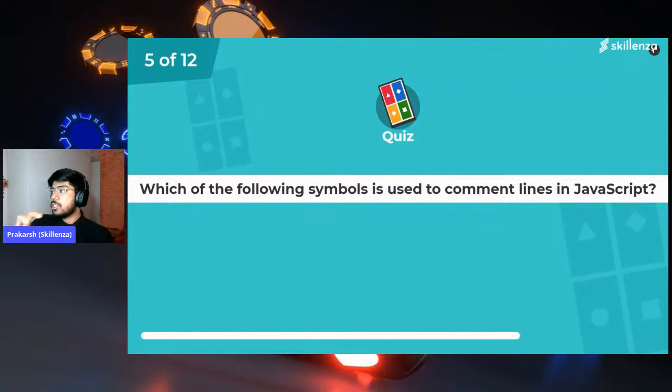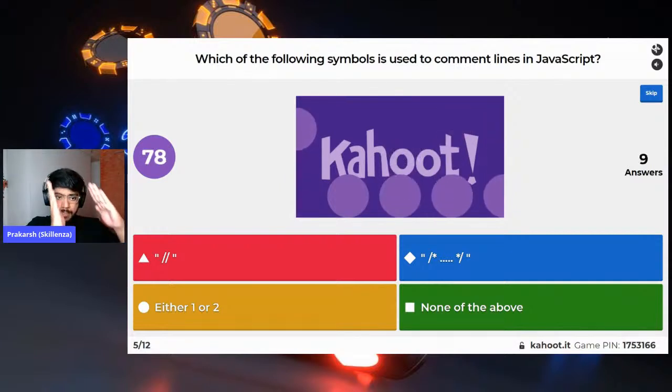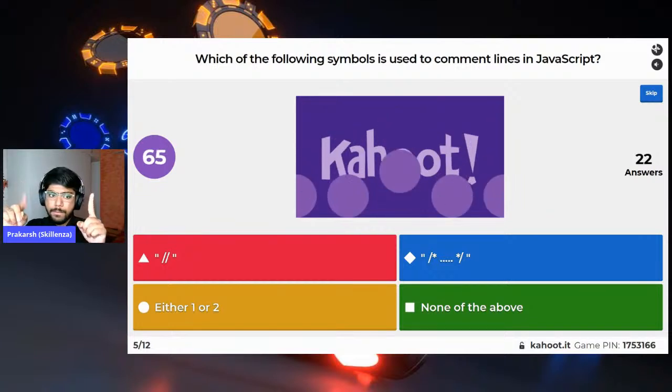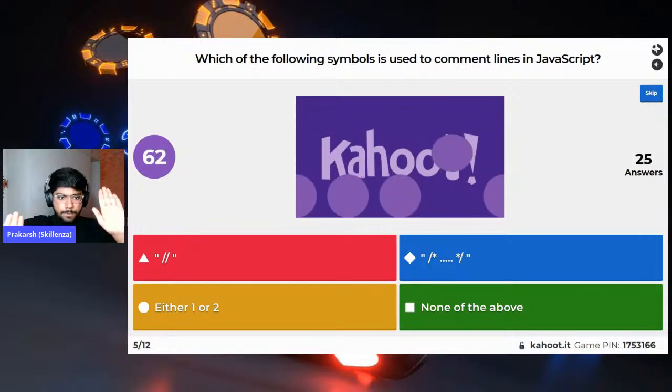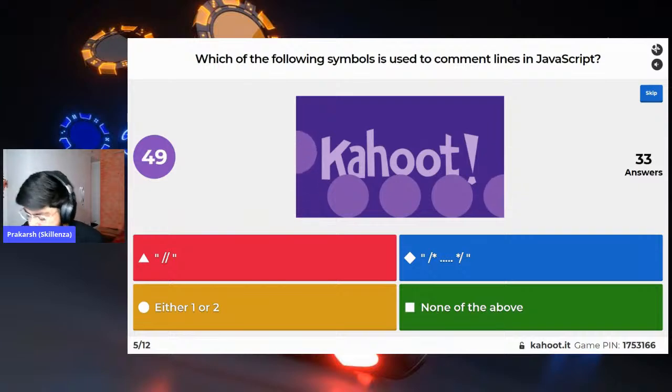Which of the following symbol is used to comment lines in JavaScript? Double slash, slash asterisk asterisk slash, either one or two, none of the above. Code is present on the bottom of your screen.